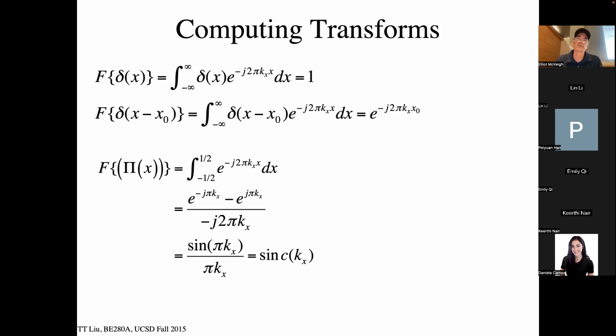Computing Fourier transforms, I encourage you to sit down with these and understand why these are true, in that the Fourier transform of a delta function. So now I have a function that's all zeros, and then it's some very spiky thing, and then it goes back down and it's all zeros again. And I ask, well, what's the Fourier transform of that? How many frequencies do I need to produce that thing?